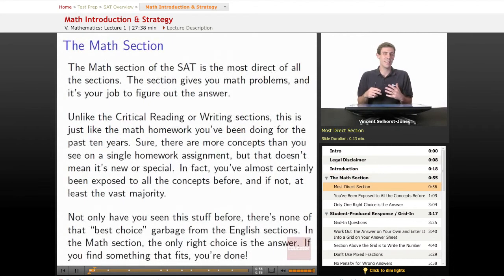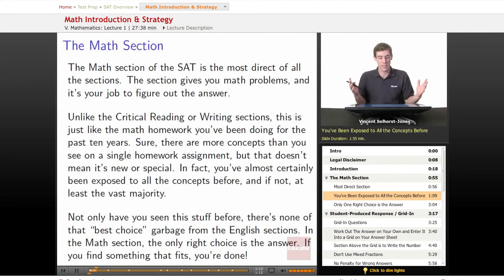The math section of the SAT is probably the most direct of all the sections. It's exactly what you think it's going to be. The section will give you math problems, and it's going to be your job to figure out the answer. Simple as that. Unlike critical reading or writing, it's going to be just like the math homework you've been doing for the last 10 years or more.